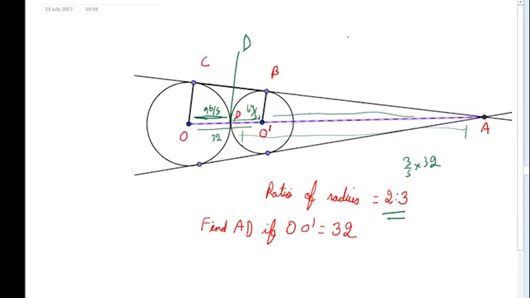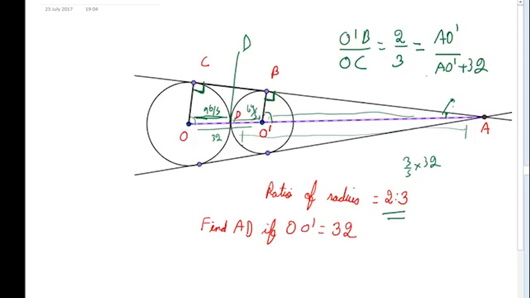Again, we'll use similarity. So this angle is 90, this angle is 90 because it's a tangent. Again, same thing, this angle will be the same for both, which means two angles are the same, so the third angle will also be the same, and the sides will be in the same ratio. So what is the ratio for the triangles? O dash B by OC, which is the ratio of the radius, is known to us as 2/3, is equal to AO dash, which we need to find, divided by AO, which is AO dash plus 32.